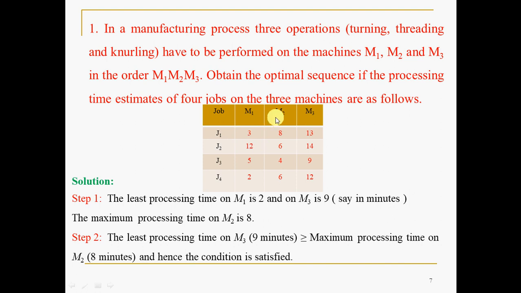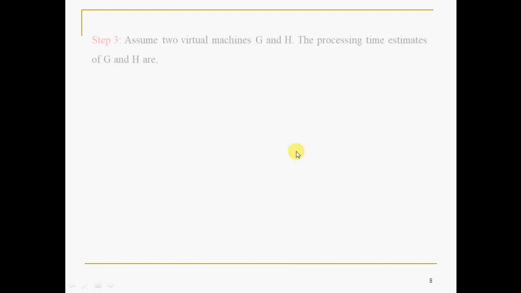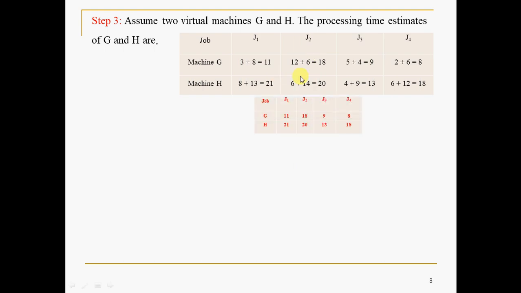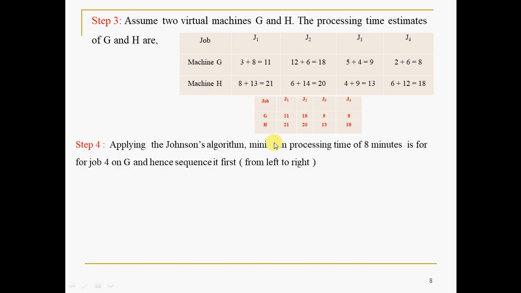The summation of M1 and M2 will give you G. The summation of M2 and M3 will give you the processing time estimate of H. Fine. So the same thing is rewritten, just taking the total or summation: 11, 18, and so on. Now you know how to sequence these jobs. I mean, you have 4 jobs on 2 machines, that is N jobs on 2 machines, so using the sequencing concept, that is Johnson's algorithm. Applying Johnson's algorithm, the minimum processing time is 8 in the entire table. That is corresponding to job 4, but on which machine?